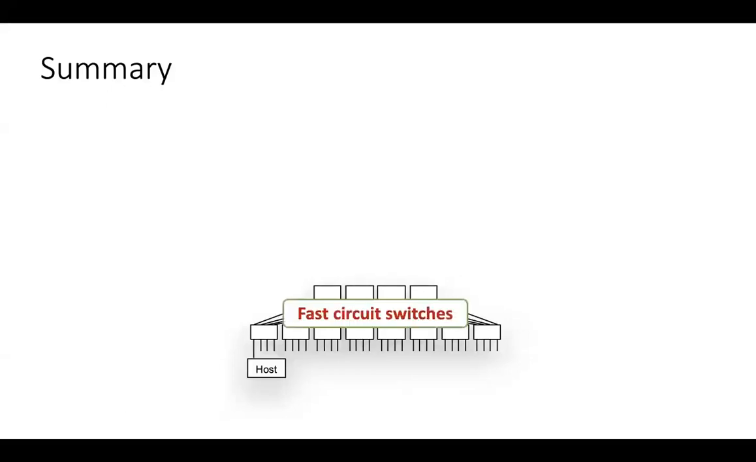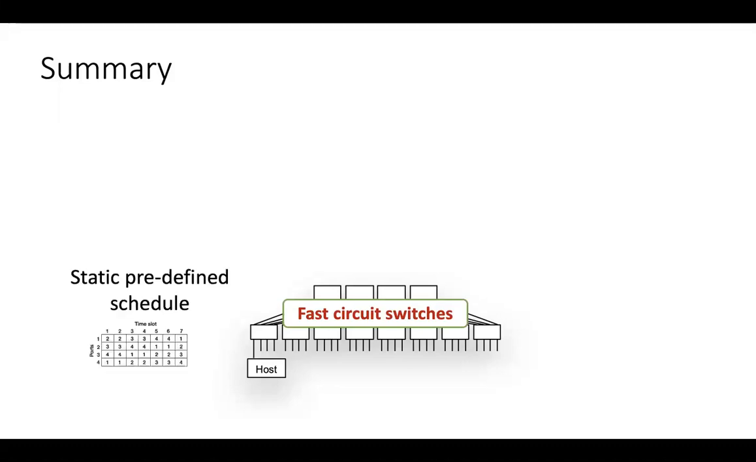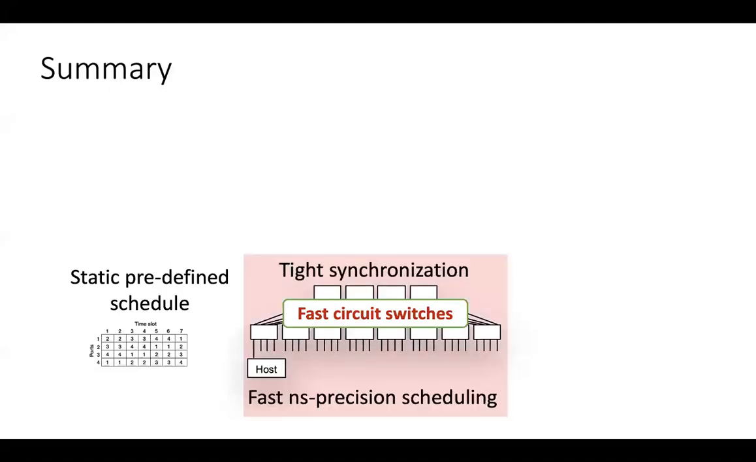Okay, so to summarize, Shoal is a network that comprises entirely of fast circuit switches. And at the physical layer, it uses a static predefined schedule to configure these circuit switches. And end hosts simply transmit packets based on the current physical circuit setup. Now, this calls for two key requirements: that the network is very tightly synchronized and that you have a very fast and precise scheduler at each end host, both of which we show is quite achievable by leveraging prior works.